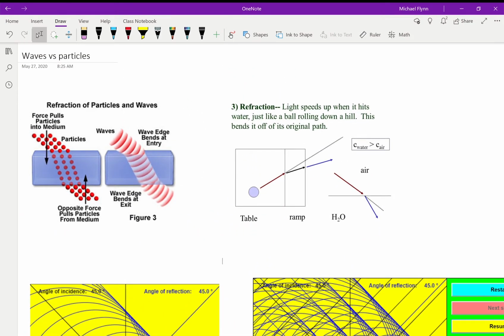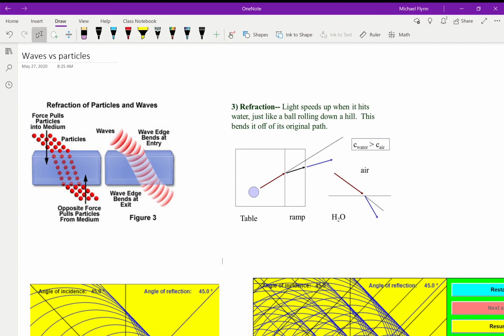In the first assignment I gave you on Monday, you were going to compare Newton and Huygens, wave theory versus particle theory. So Newton had a particle theory of light that's called the corpuscular theory of light, and Huygens had a wave theory of light. Now each theory explains the behavior of light slightly differently.